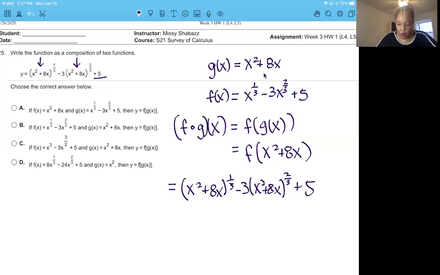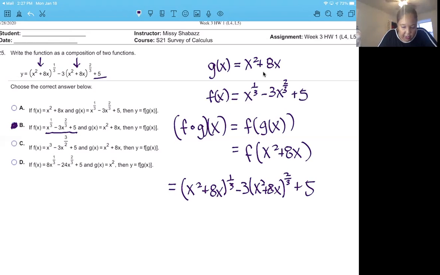Let's see if we have a correct choice here. It says if f of x equals x squared plus 8x. Okay, so it looks like they are switching f and g. If f is equal to x to the 1/3 minus 3x plus 5, okay, they have that here. And g of x is equal to x squared plus 8x. So it looks like our answer is B.